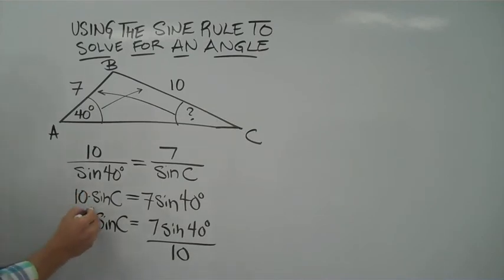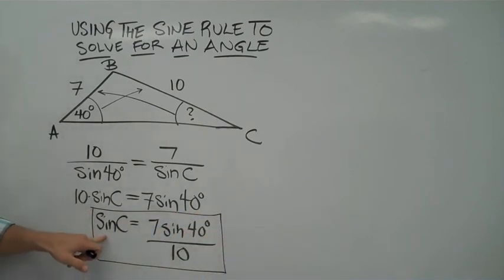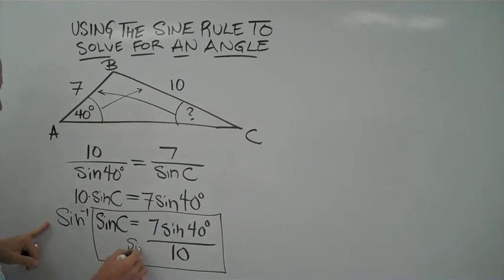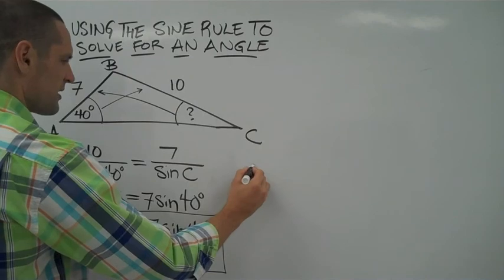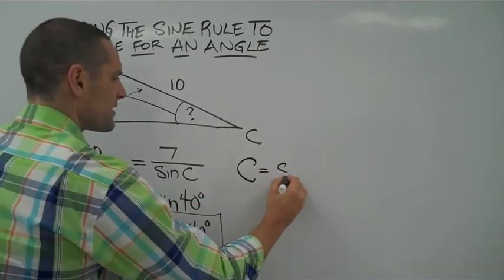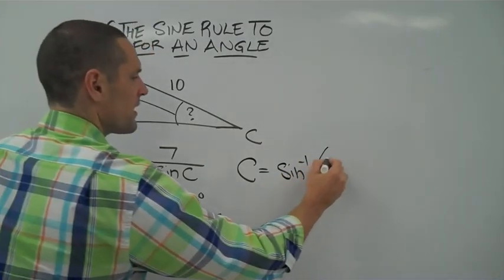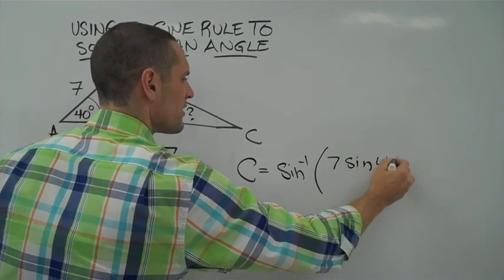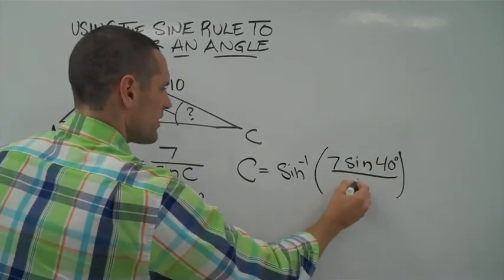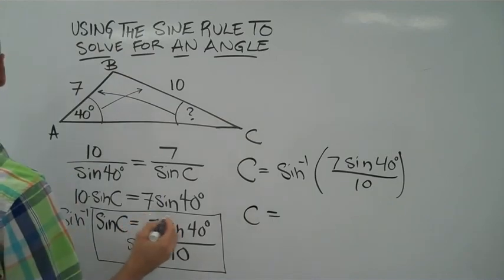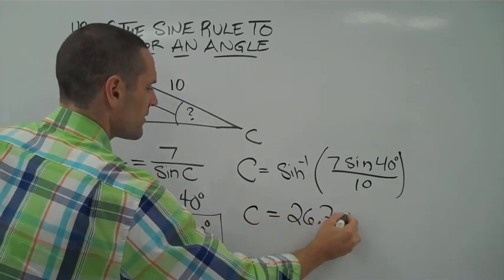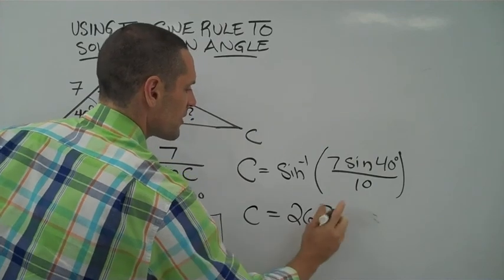So far, so good. Now I divide both sides by 10 and isolate sine C. Well, what do you do here if you want to solve for the angle? Sine C equals something. What you do is you take the arc sine of both sides, or you take the inverse sine. So I take the inverse sine there, and I also take the inverse sine here. So my answer is that C will equal inverse sine of 7 sine 40 degrees all over 10, and when you plug that into your calculator, you get 26.7 degrees. We're talking about degrees. This is an angle.